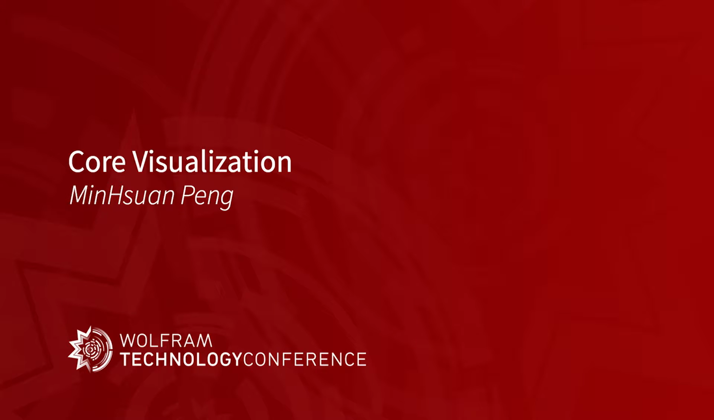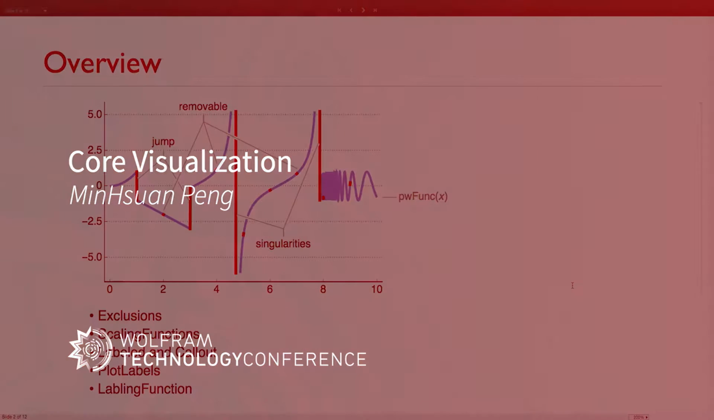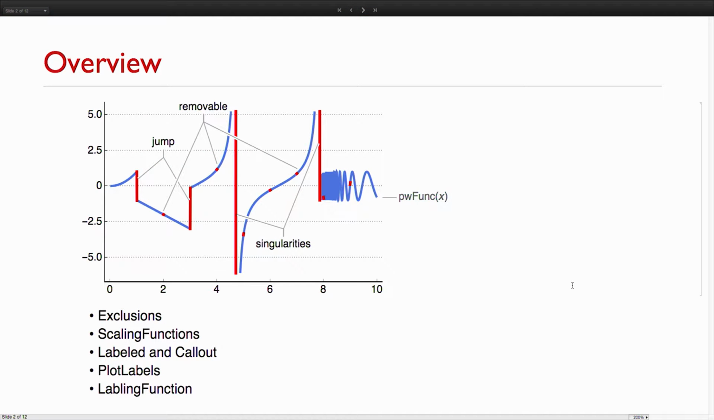So in the end of the talk, we will see how I made this plot, which consists of exclusions and, well, this one doesn't have scaling functions, but there's a callout and there are plot labels. It doesn't have the labeling function, because it is the wrong plot to have that. But that's my goal for today.